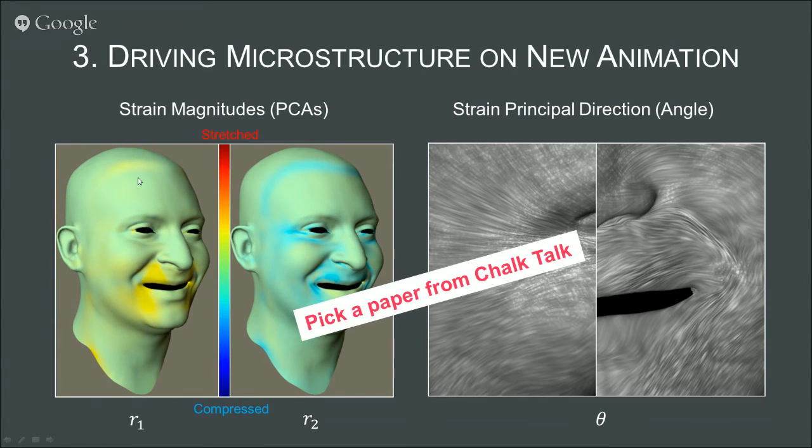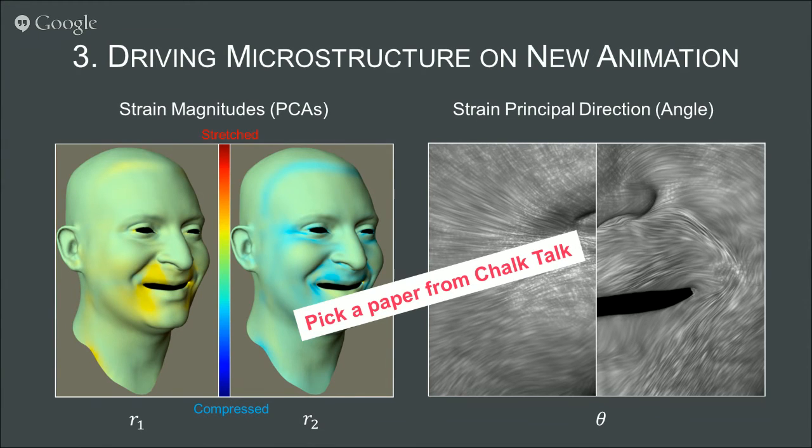And this is a visualization of the first two PCAs on the face. This is the first one, this is the second one. And this is a visualization of the angle. So now we're good to go to drive the surface microstructure, and we can move on to the results.